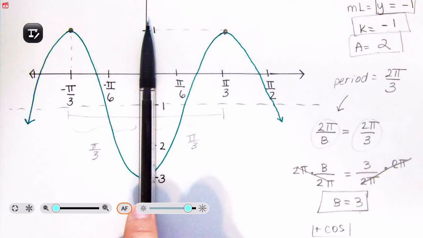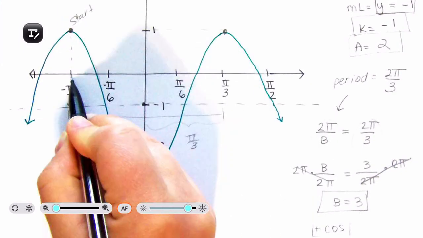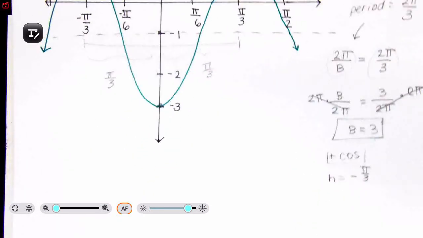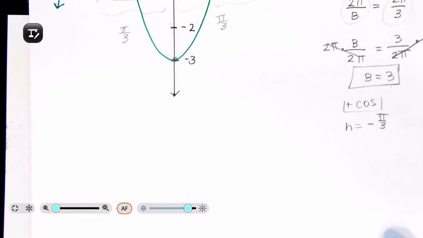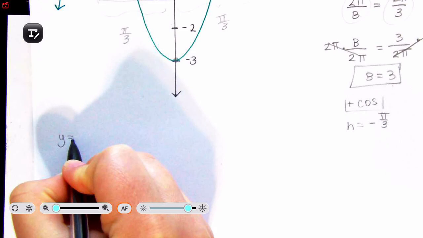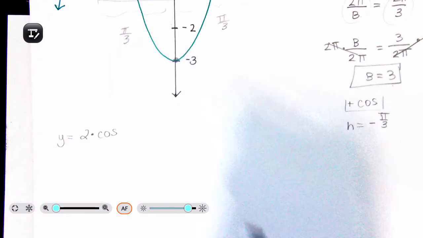So in this case, this was our start. We started at negative pi thirds. So when we write our equation, it has to be the opposite. So let's write our equation. Our equation is y equals, what's our a? Our a is 2 times, we said it was cosine, positive cosine.